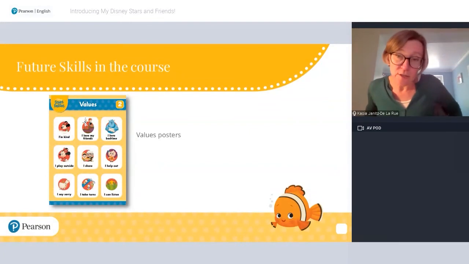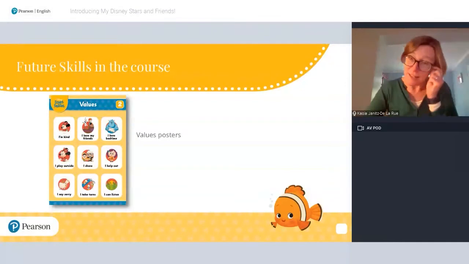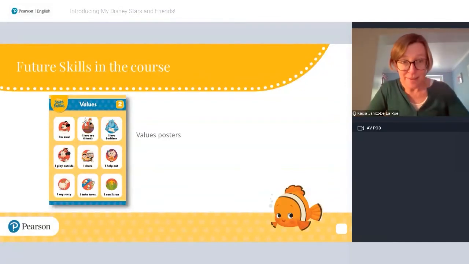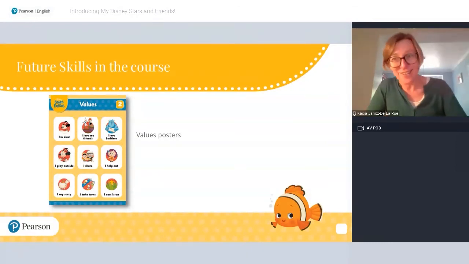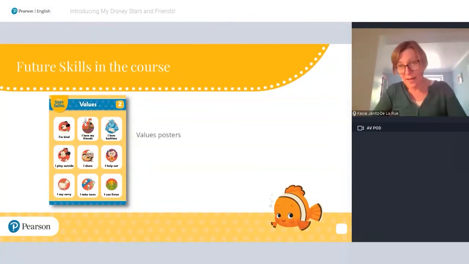You can refer students to this poster if they are struggling with their behavior a little bit, and if you feel that you need to remind them that one of the values of this class is I share, and they need to share their crayons with their friends, or that I help out. So this is another useful tool.